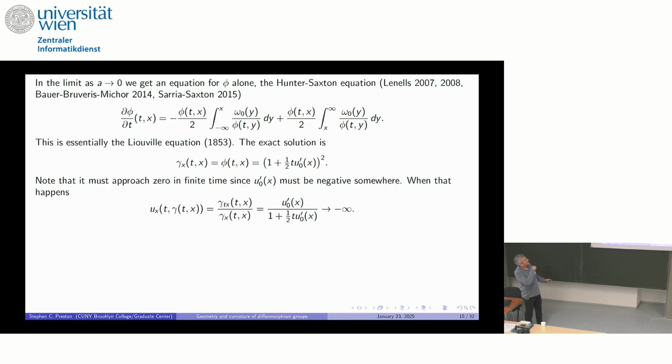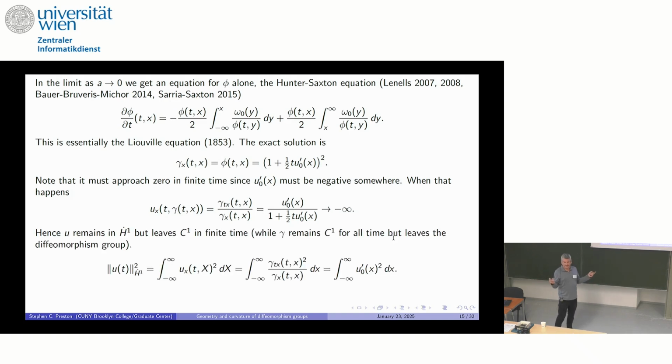The solution looks like this. And what you can notice is that gamma x is supposed to be the derivative of a diffeomorphism. Diffeomorphism is supposed to have positive derivatives, so this doesn't. This can go to 0 in finite time. And when it goes to 0, the spatial derivative goes to -infinity. So it leaves the space C1, which I only expected local existence anyway.